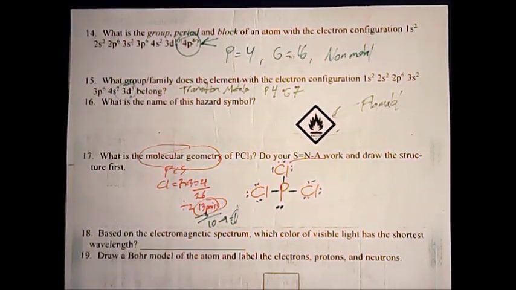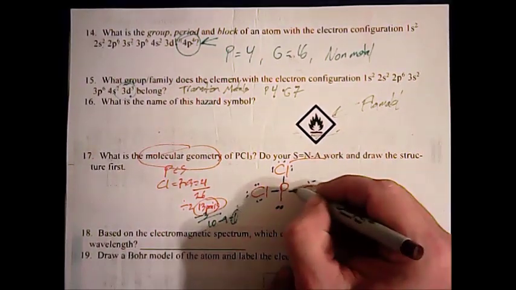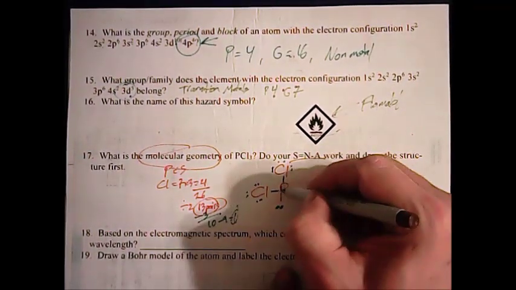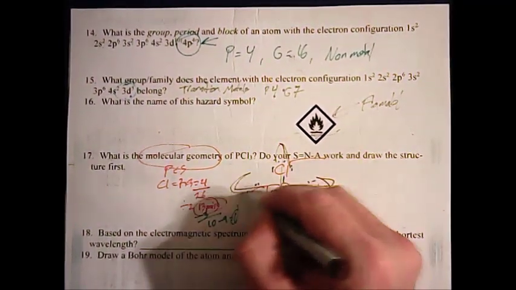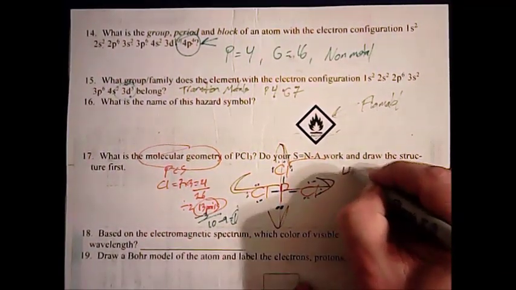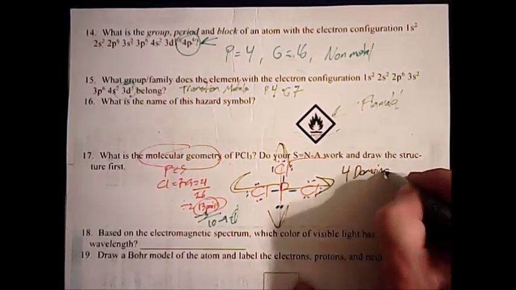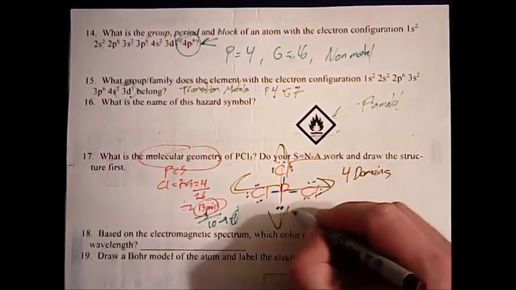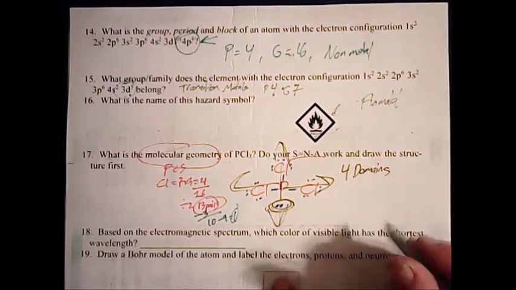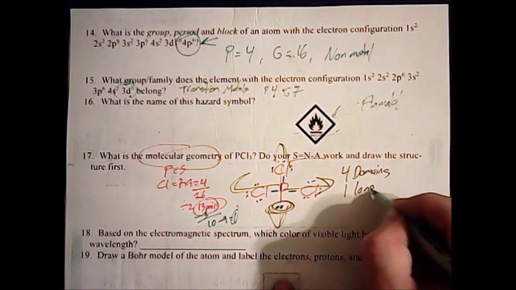The next thing I need to do is look and see what the geometry is. So I need to know the electron domains that we've got from the central atom. I've got one coming out this way, one that way, one that way, and one this way because the pair counts. So I have four domains. And of the domains, how many are lone pairs? Well, just that one right there. So one lone pair.